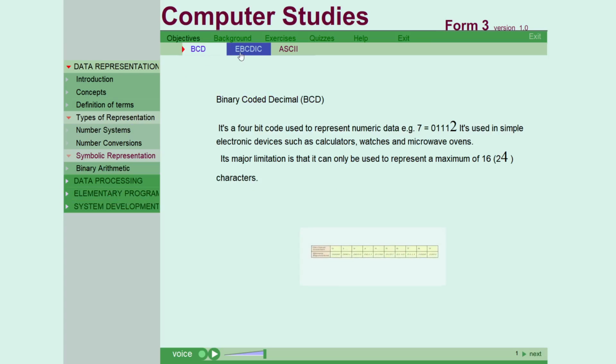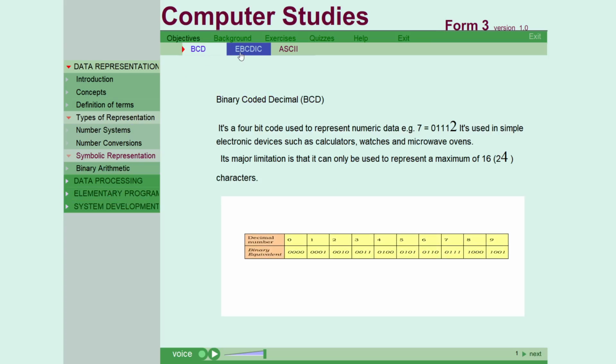Binary coded decimals, BCD. It's a 4-bit code used to represent numeric data. For example, 7 is equal to 0111 to the base of 2. It is used in simple electronic devices such as calculators, watches, and microwave ovens. Its major limitation is that it can only be used to represent a maximum of 16, which is 2 to the power of 4 characters.